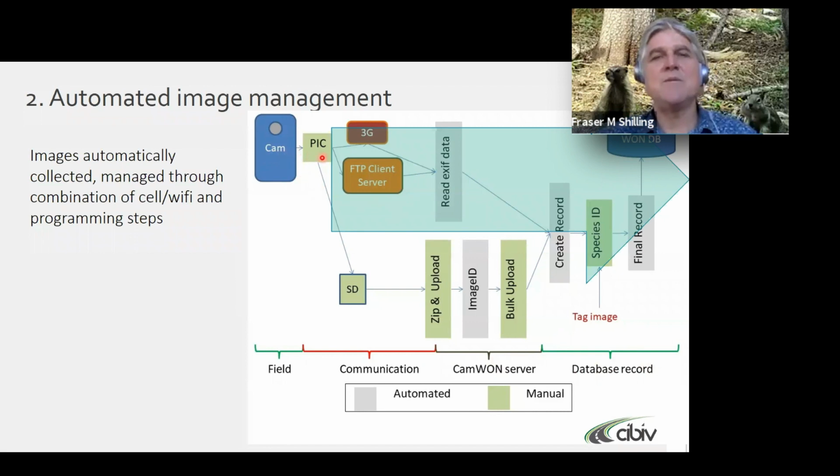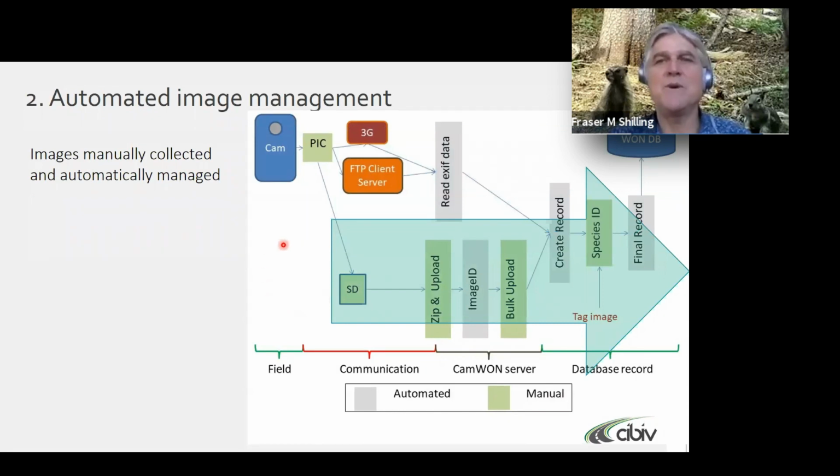So in this case, the camera takes the picture, sends it through cell network, let's say. The EXIF data is read and a record is created. And the only thing that's really left is to identify the species or the number of animals and so forth to create a final record in the database. So really the steps between in this pathway.